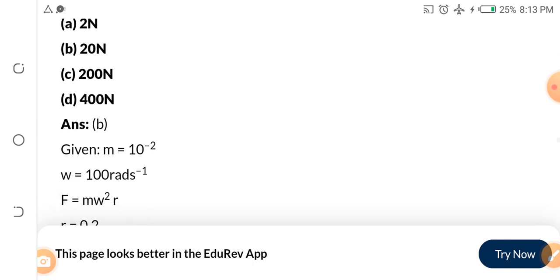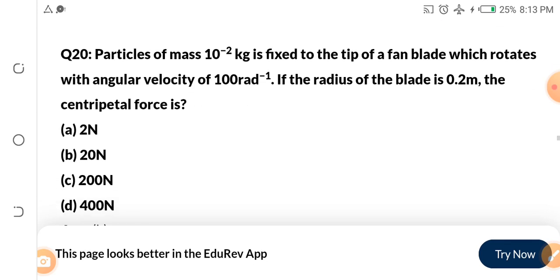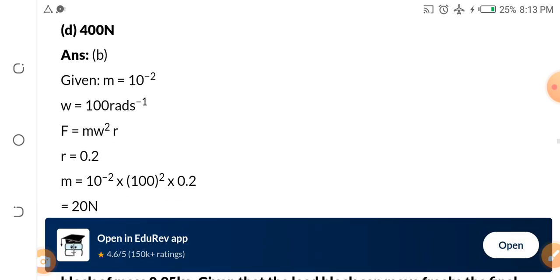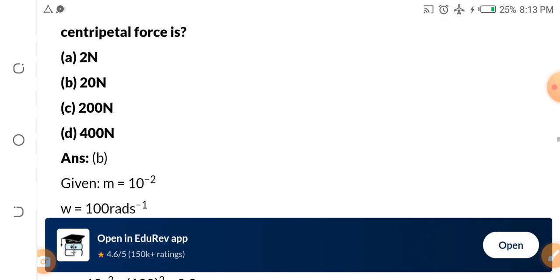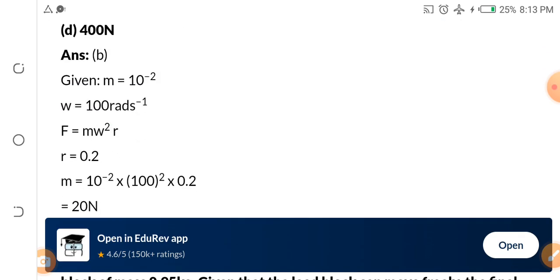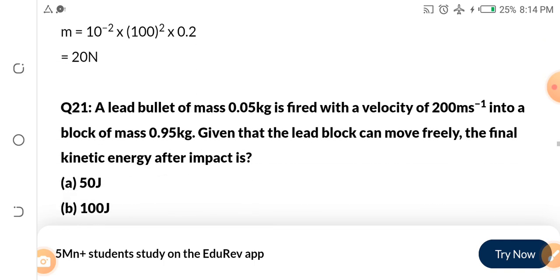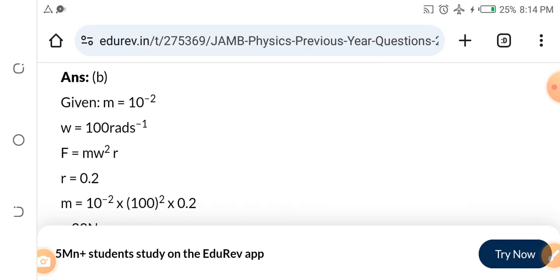they gave us the radius of the blade, right? And they gave us the angular velocity too. So we will now substitute in this formula. Remember, what we are looking for is what? The centripetal force, which is always this m w square r, and we already have all the values, so we'll just substitute it and we'll get 20 Newton. Okay, take your time and also solve it in your own book.